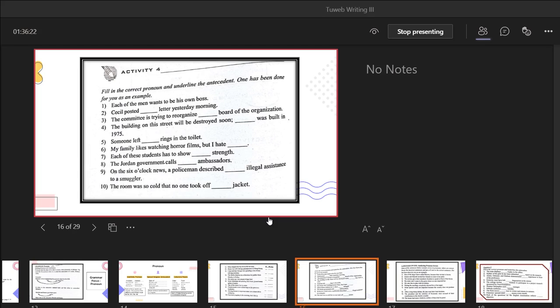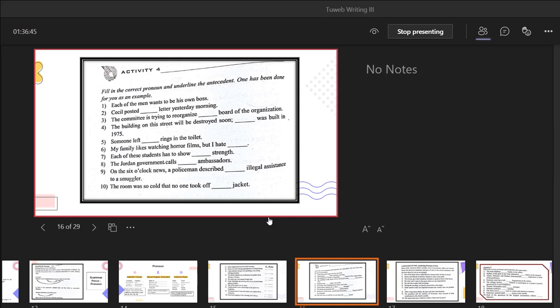Okay, next one, number 4. The building on this street will be destroyed soon. The building. It was built in 1975. Yes. Next one. Someone left blah blah blah rings in the toilet.